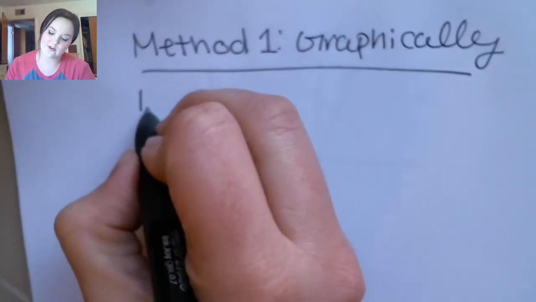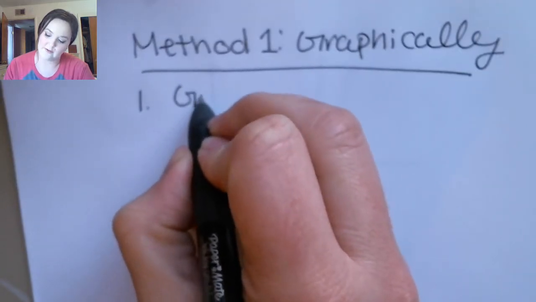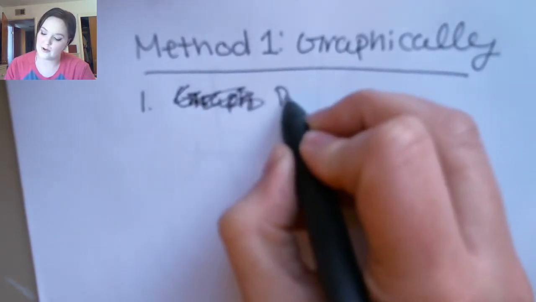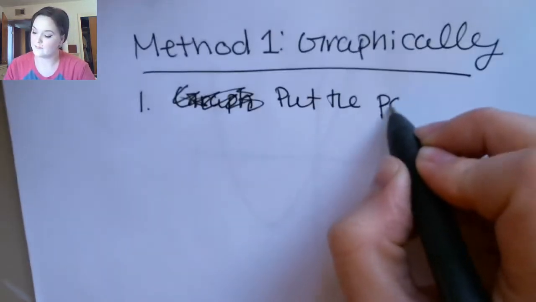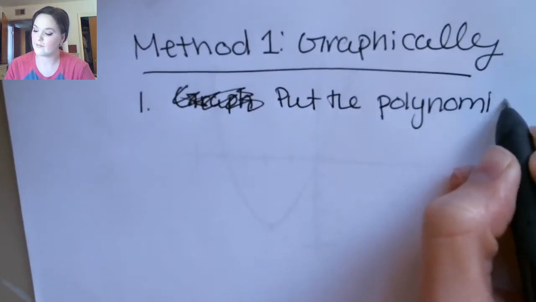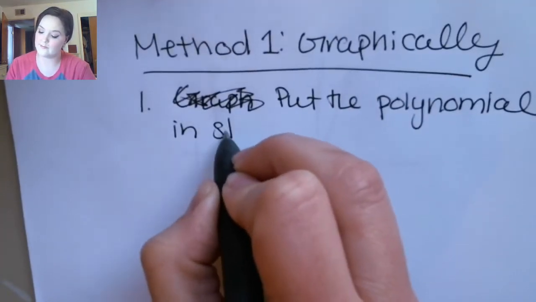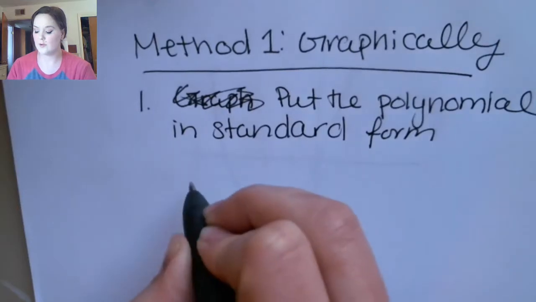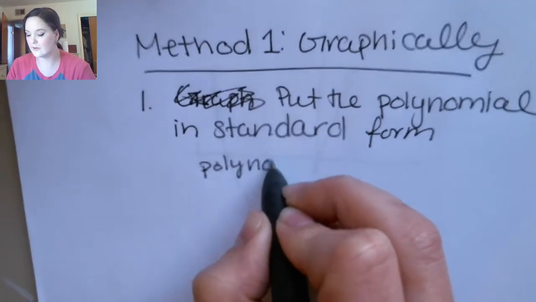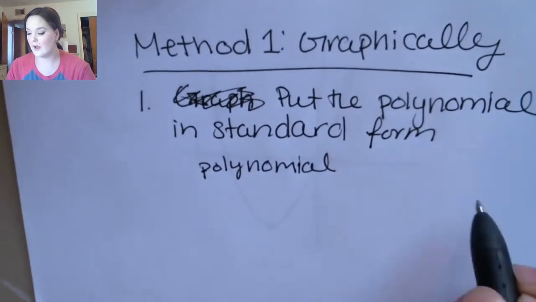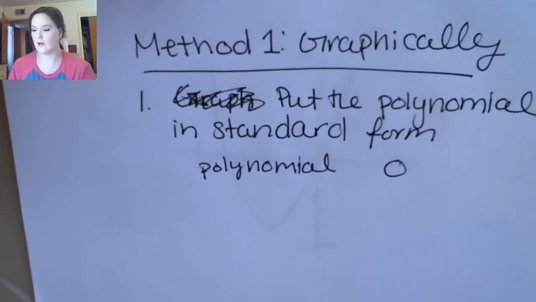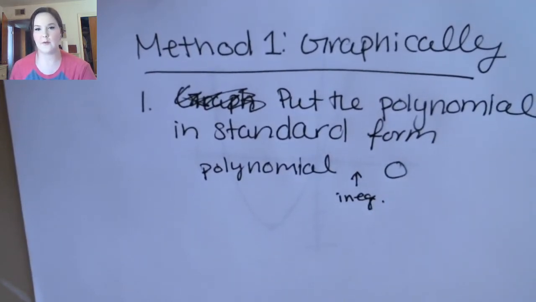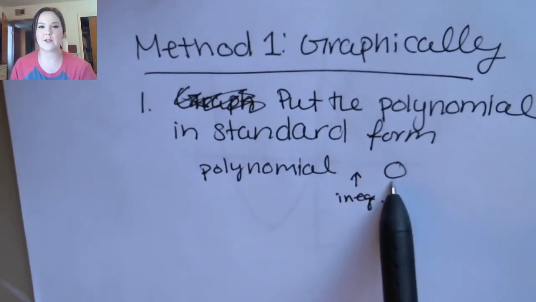That's actually the first step in this method, is you would graph the polynomial. Well, even before you do that, really, you want to put the polynomial in standard form, which means you would have the polynomial on the left, and then on the right, you're going to have 0, and here is where your inequality is going to be. So greater than, equal to, whatever, but you have to be comparing the function to 0.